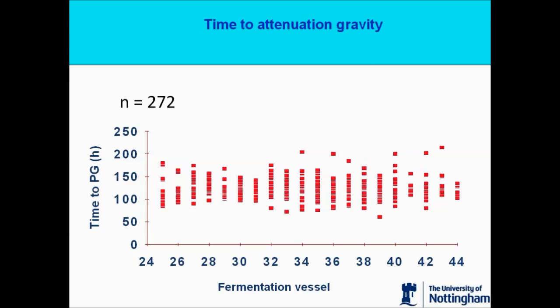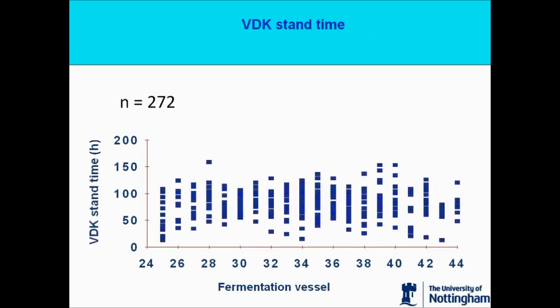You would also probably expect that with that amount of variability, it's likely to lead to variability elsewhere. So probably also in terms of things like yeast growth, crop sizes, and by inference, beer yields, and also the beer quality. If you look at time to VDK spec, which is shown on this slide, these are the actual VDK stand times. Again, an incredibly wide range.